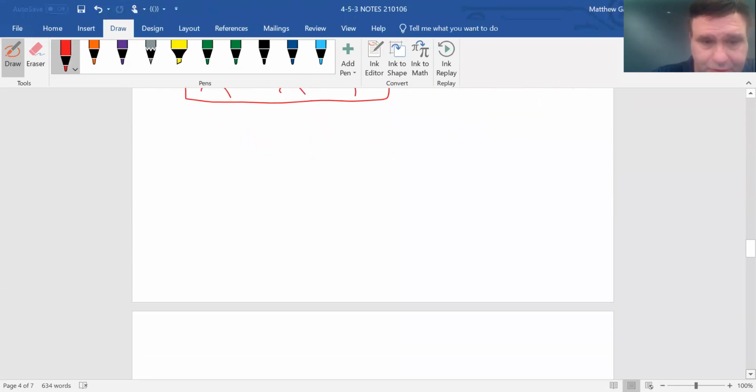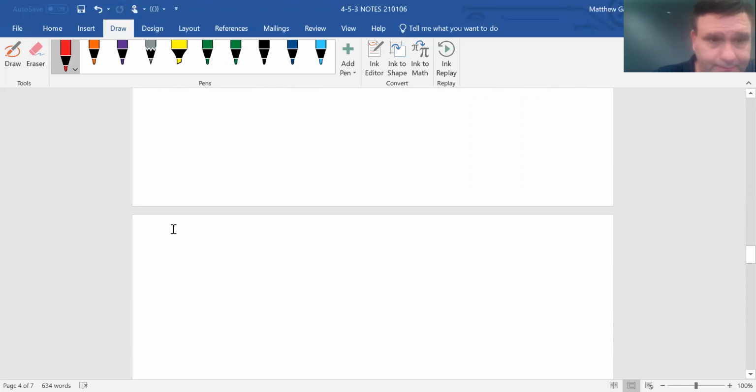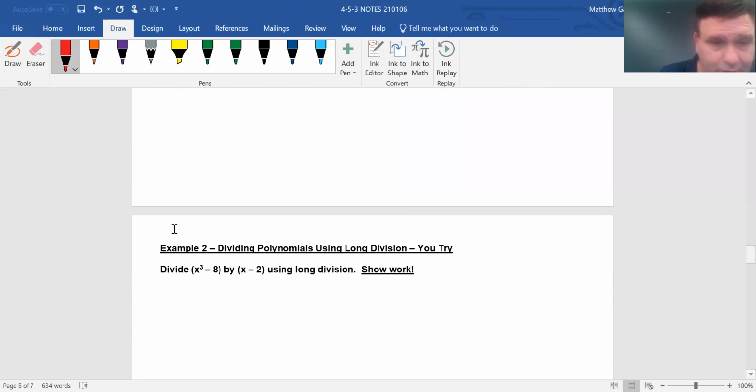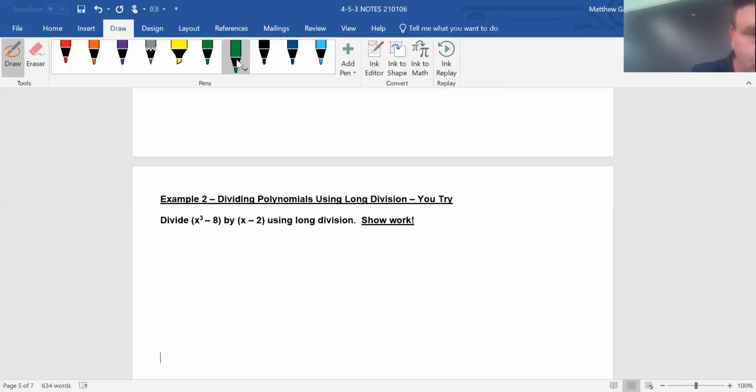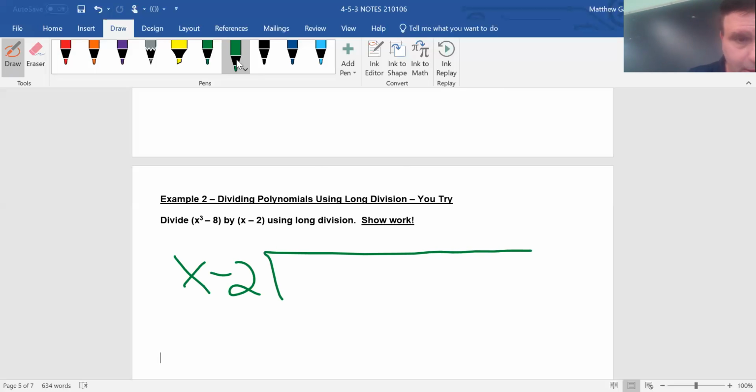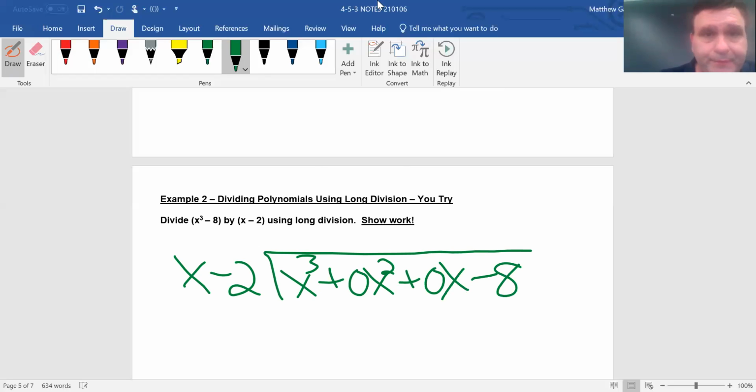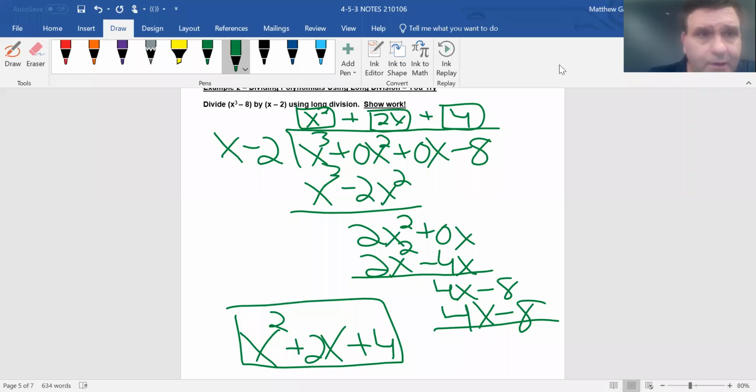So when you set up example 2, you need placeholders for the dividend here too. Okay, so your divisor is x minus 2. And then you go x cubed. And you need a placeholder for the quadratic term and for the linear term. Okay? So you can look at that, and I'll be back to go over that. Okay, welcome back.